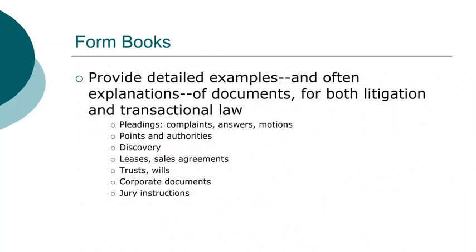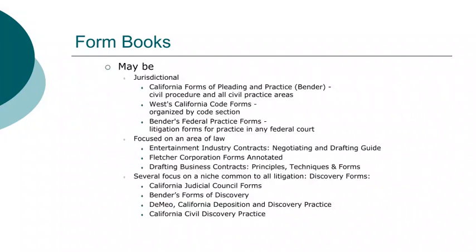Form books don't just provide blank forms, they provide detailed examples and often explanations of all kinds of documents, both litigation and transactional documents. So form books are sometimes jurisdictional. We're going to look at California forms of pleading and practice, or they may be focused on an area of law. So for example, just specifically drafting entertainment industry contracts.